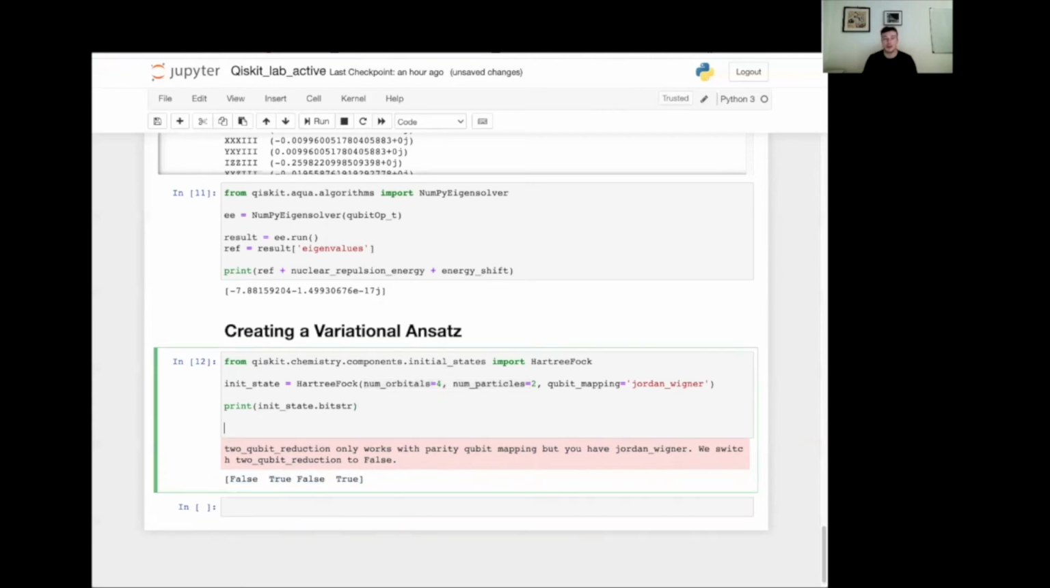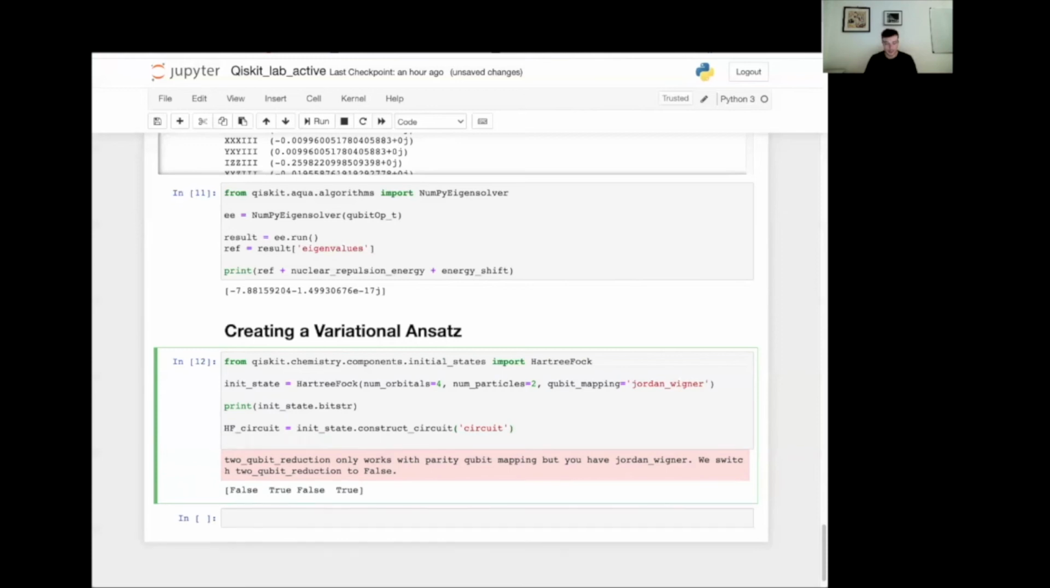But now if we wanted to create a circuit that initializes our quantum computer in this Hartree-Fock state in the Jordan-Wigner representation, what we would have to do is, let me define now a Hartree-Fock circuit, which refers to this initial state here. Let me drop the toy label. So let's call this method construct circuit, and let's plot it.